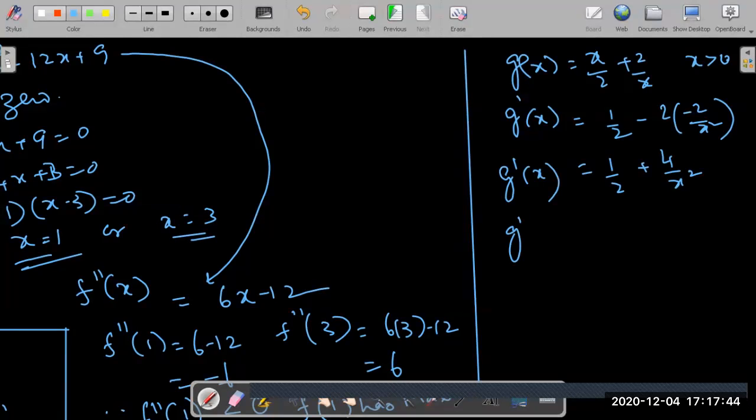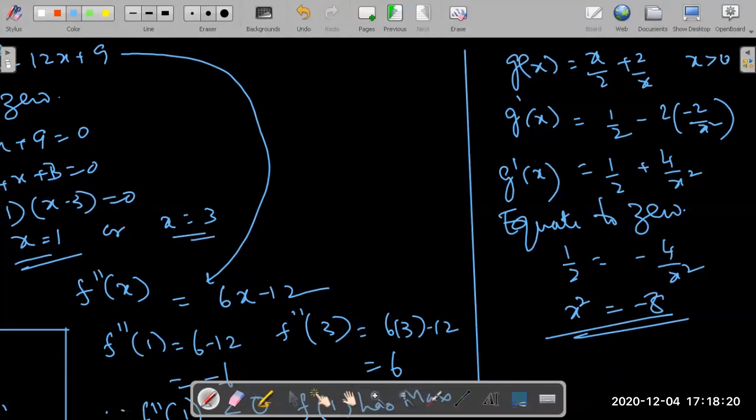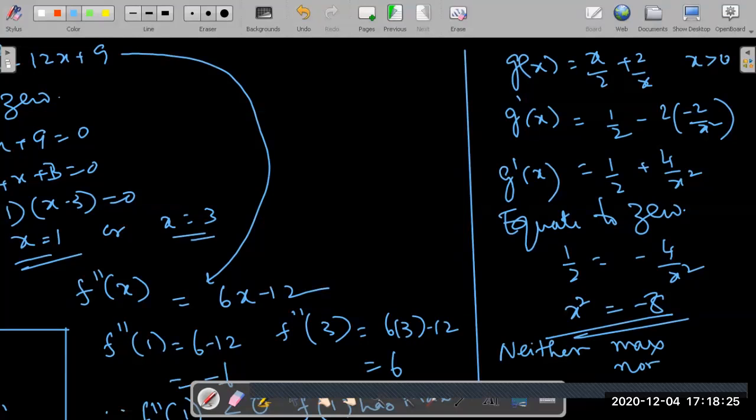g dash x we can equate to 0, right? We have to equate to 0 first. Then you have half equal to minus 4 by x square, cross multiplication, x square equal to minus 8. So it is an impossible thing. You can't have x squared to be minus 8. So you will have neither maximum nor minimum.